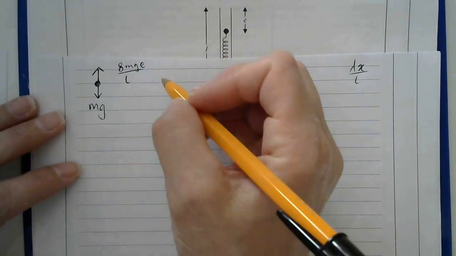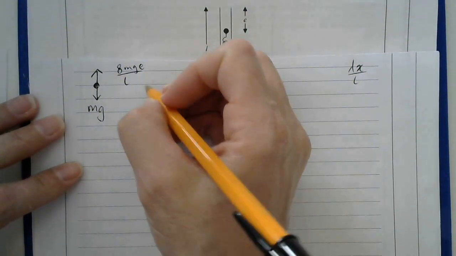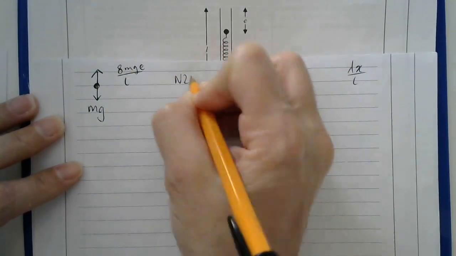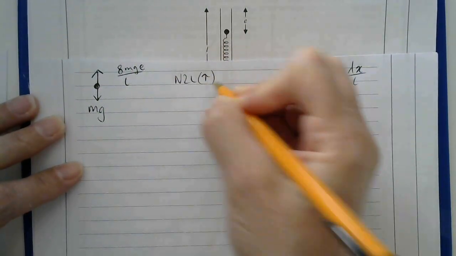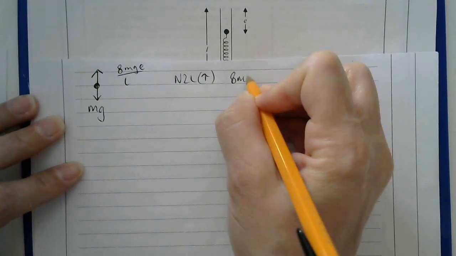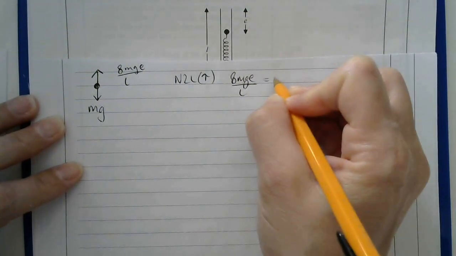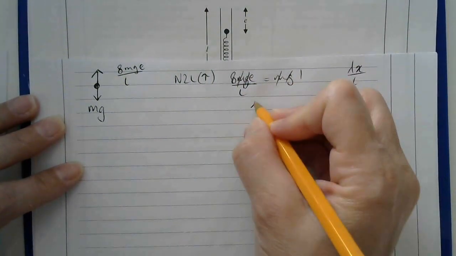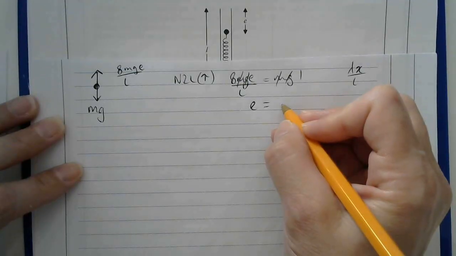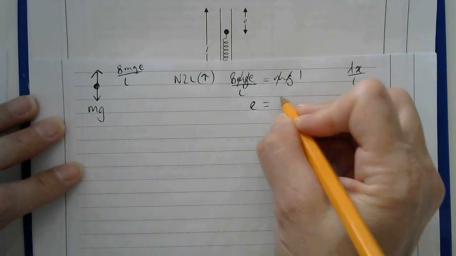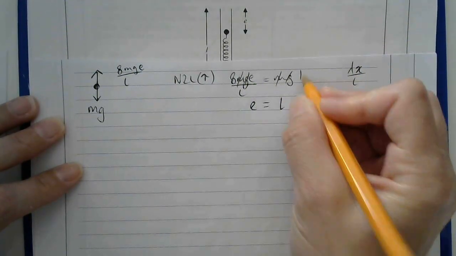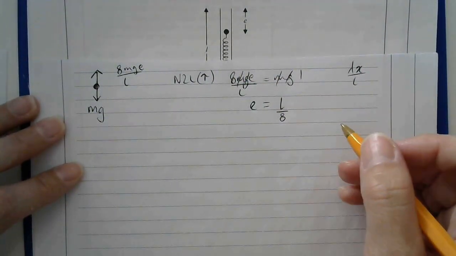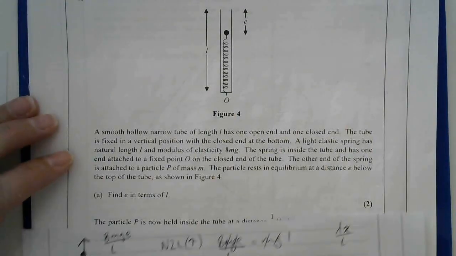And in this position, then I know that there is no acceleration, so forces up equal forces down. So if I do Newton's second law vertically, then I get 8mge over L equals mg. So I can divide both sides by mg, and to get E, I will multiply both sides by L. That's a 1, so I'm doing L times 1, and then divide both sides by 8. So here, this is the first 2 marks. I've worked out what E is.